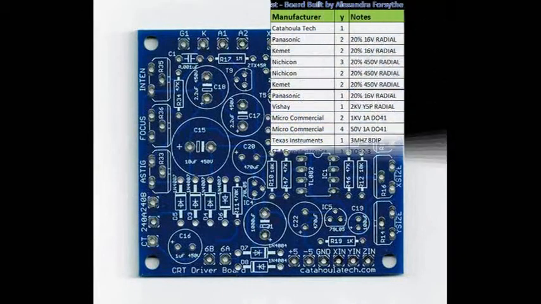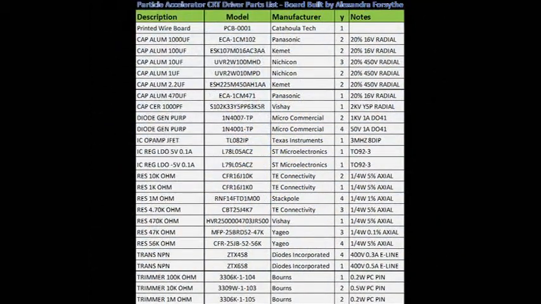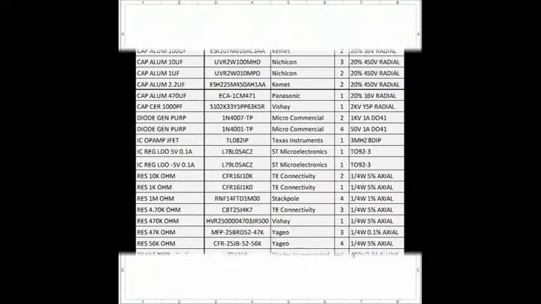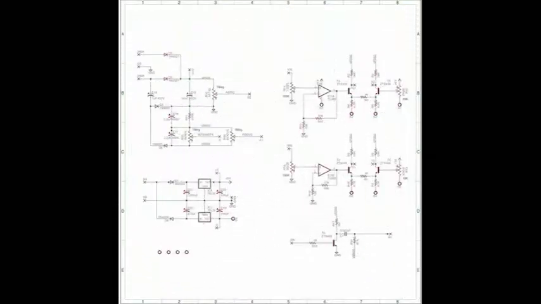Selecting the parts for this board was critical because of the high voltage that's required to drive the CRT. The driver board itself has voltages as high as 400 volts, so I had to be very thorough. Because of that, I again turned to an industry expert to review the design and the parts I was purchasing.